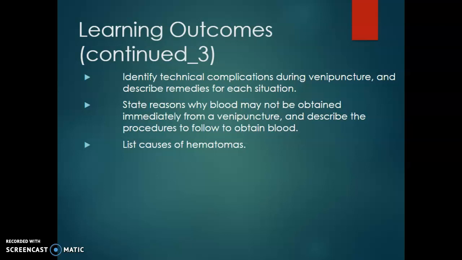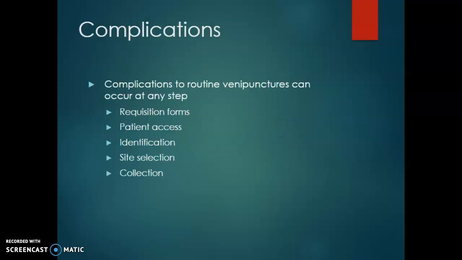All right, so basic complications here. The complications for routine venipunctures can occur at any step, not just when the needle is in the vein or after collection. It can be on a requisition form, which is the test order, patient access, identification, site selection, and collection. Very important to make sure that we have everything according to which lab they're using.